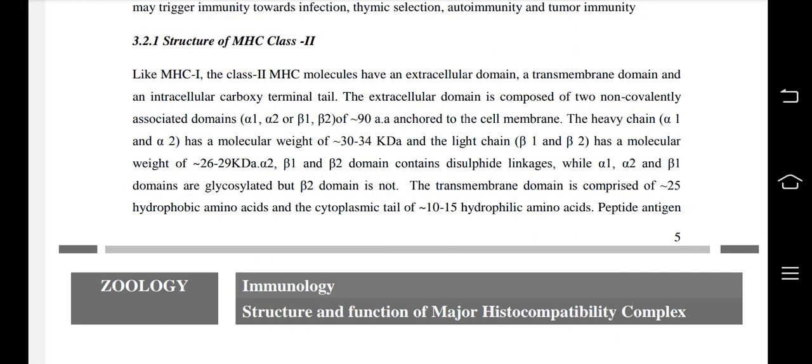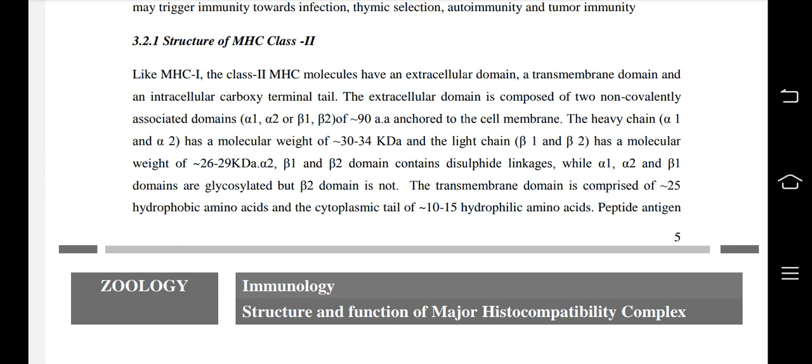Structure of class 2 MHC. Like MHC1, the class 2 MHC molecules have an extracellular domain, a transmembrane domain, and an intracellular carboxy terminal tail. The extracellular domain is composed of 2 non-covalently associated chains, alpha 1, alpha 2, and beta 1, beta 2, of about 90 amino acids, anchored to the cell membrane. The heavy chain, alpha 1 and alpha 2, has a molecular weight of 30 to 34 kilodalton, and the light chain, beta 1 and beta 2, has a molecular weight of about 26 to 29 kilodalton.